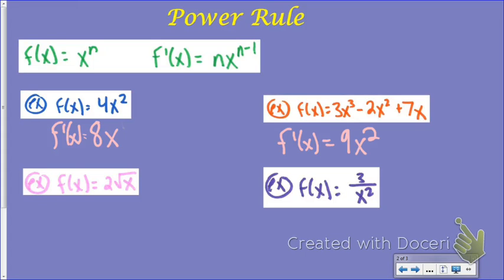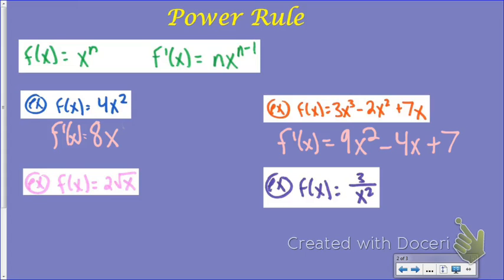Then I go to my next term. I move the 2 to the front and multiply, take 1 from the exponent, and then I do the same thing here. Now remember, that's x to the 1 power, so I multiply by the 1, and when I subtract, 1 minus 1 is 0. So I'm left with 0 x's, which means my derivative there is just 7.